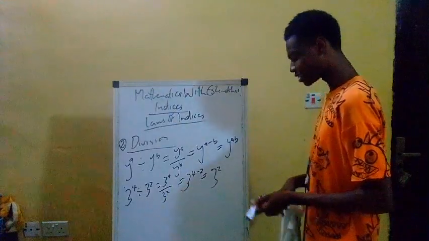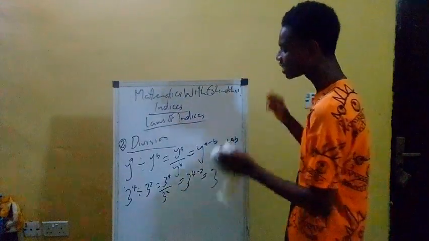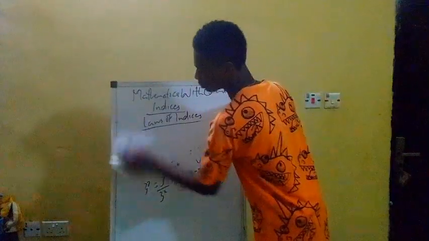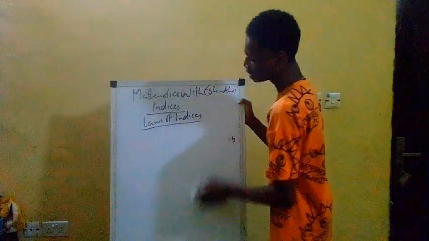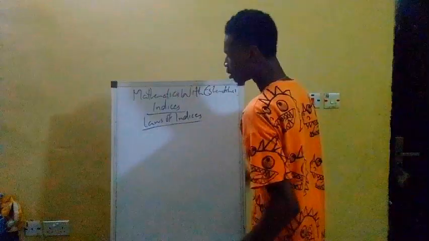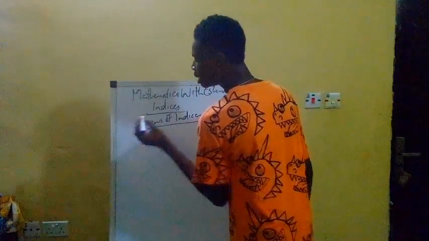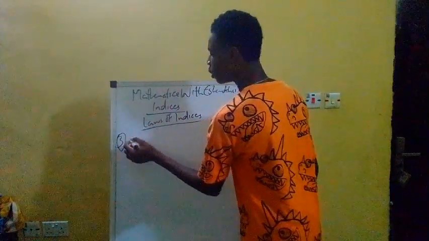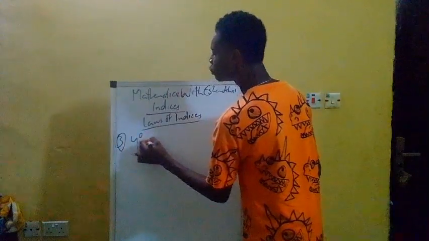I hope you are writing as fast as you can. Write as fast as you can, because there are many things that we need to learn. So write it and make sure you are understanding what I'm doing. Now we have number 3. We have y raised to power 0.